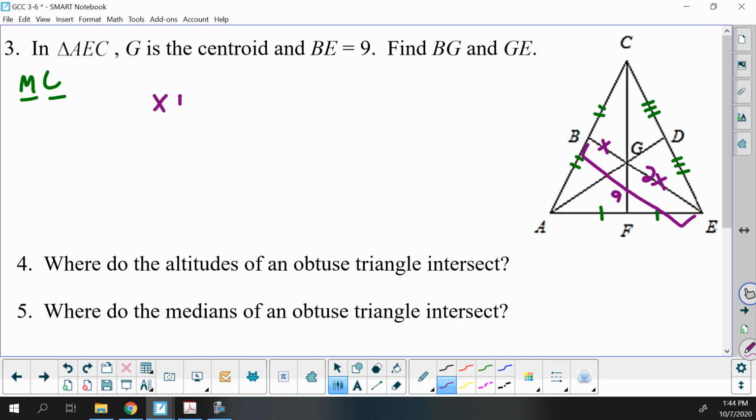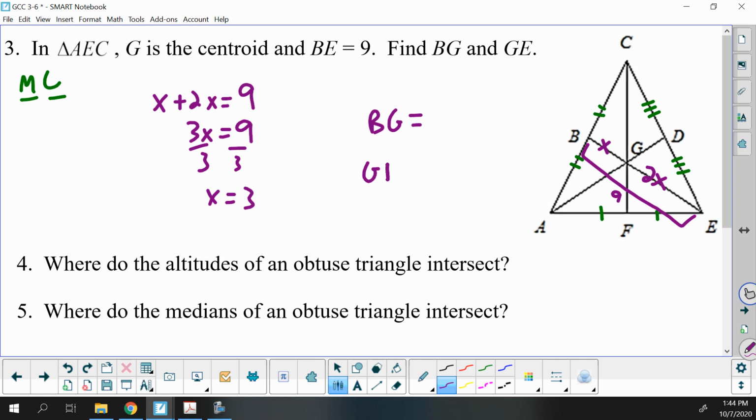And then we could just do x plus 2x equals 9. If we combine like terms, that's 3x equals 9. And if we divide by 3, we get x equals 3. Well, the question wanted to know what BG and GE are. BG was just x, so that was 3. And GE was double that, so that was just 6.